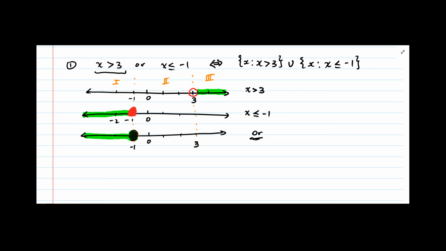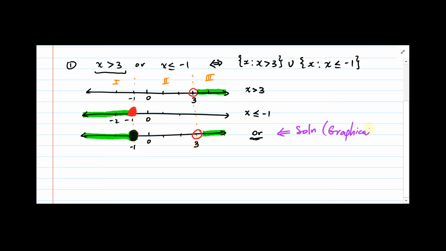Nothing is shaded in there, so nothing is contributed to our final number line. In the third region, line 1 was shaded. The boundary value 3 was not included, so that would be an open circle. It wouldn't be included in the final answer, but everything to the right of 3 would be. So this is our solution graphically.